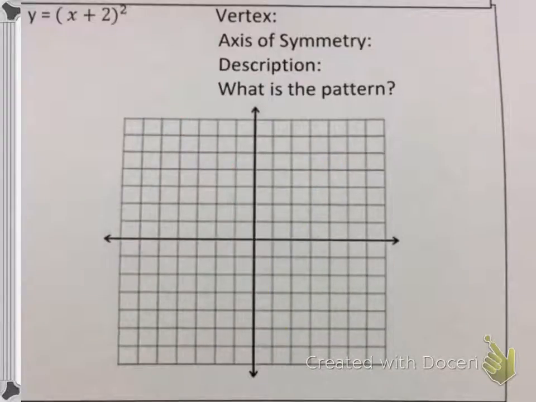All right, here's our next one that we're going to do. This one does have a change in it. That plus 2 right there tells me to move left 2. So instead of starting at the origin, I'm going to start left 2. Now this does not have a pattern change. It doesn't have a negative out in front, and there's no up or down going on behind it.